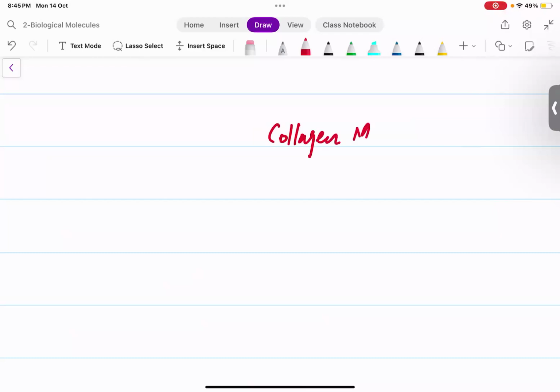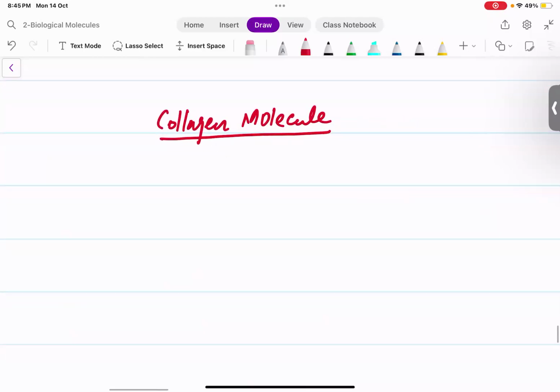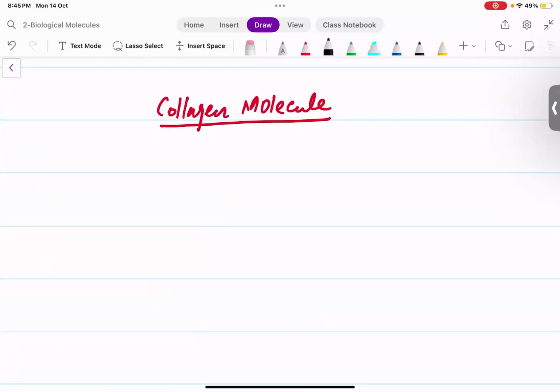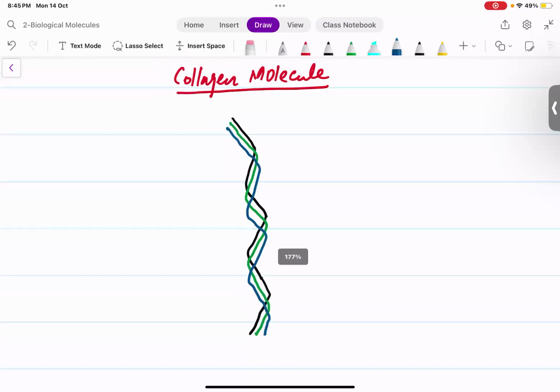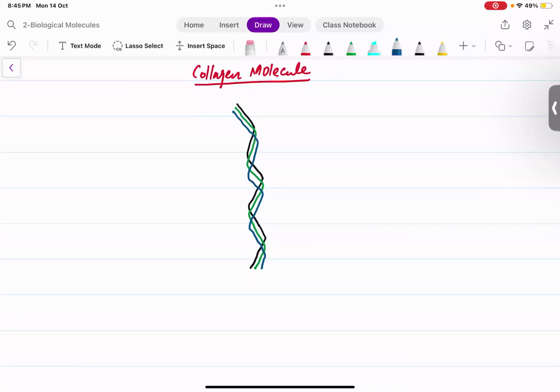Collagen molecule. A collagen molecule consists of three polypeptides that are each a right-handed helix and tightly twisted around each other. So this is one polypeptide, we have another polypeptide, and we have another polypeptide. So there are three polypeptides that are tightly twisted around each other.